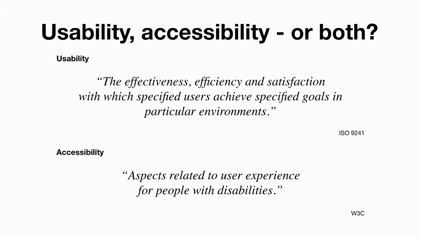Usability, accessibility, or both. Whereas usability is about how easy a product is to use, or a website or a service, accessibility is about how you even get there. Neither of them should be excluded, or mixed up, because they are equally important.